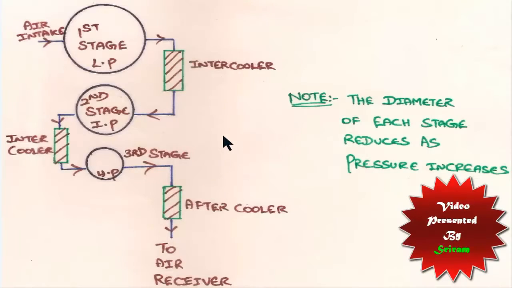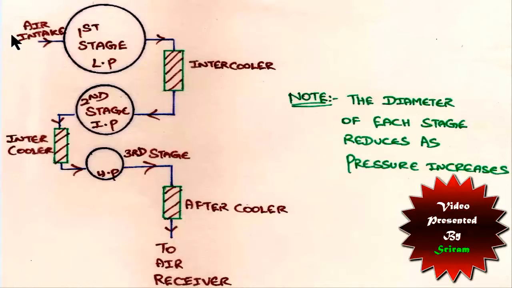Here is the symbolic arrangement of a multi-stage air compressor. Air intake through the suction filter goes to the first stage, or the low pressure stage, and then to the intercooler, then on to the second stage, that is intermediate pressure, and then to the intercooler, to the third stage or the high pressure stage, and then through the aftercooler goes to the air receiver.